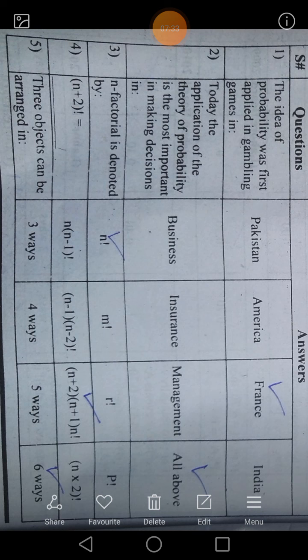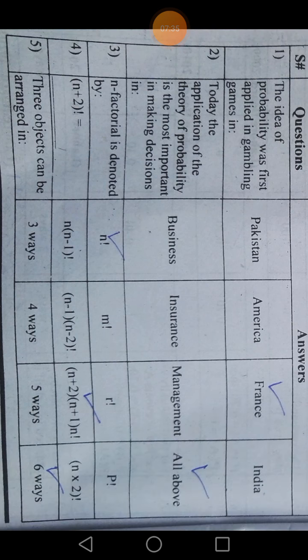The idea of probability was first applied in gambling games in France. Today, the applications of the theory of probability are the most important in making decisions.